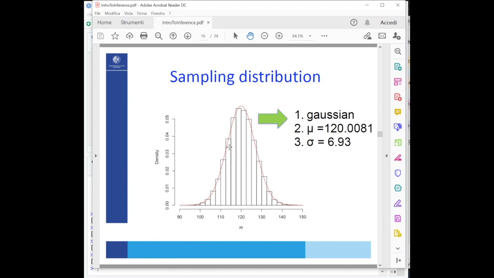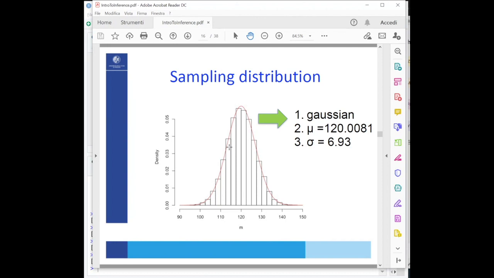So this is the distribution of means. And you see that I superimposed a Gaussian distribution, and they look totally the same. So what we get from the means is a Gaussian distribution which has the same mean as our original distribution, because we know this now, and a smaller standard deviation.